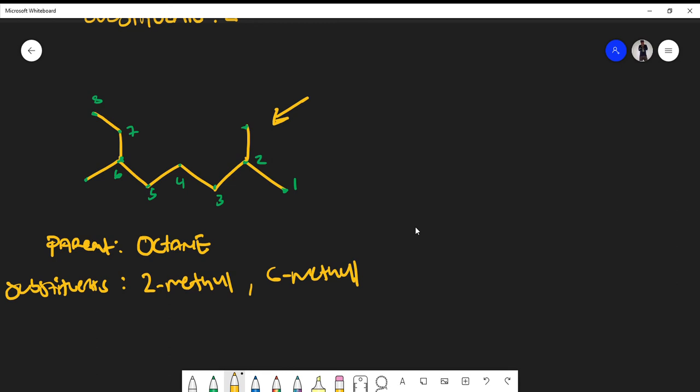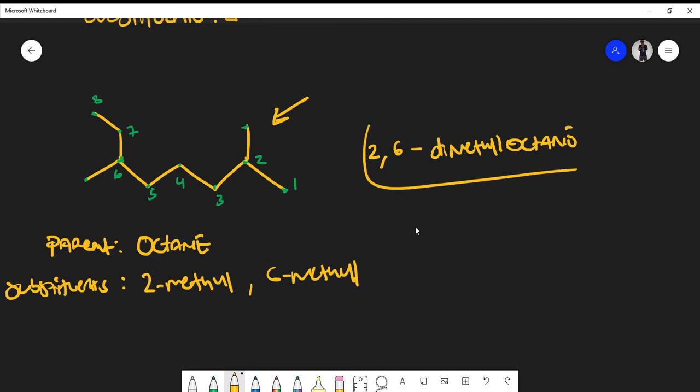We don't seem to have any more substitutions, so putting everything together, starting with the numbers, since it's the same substituent, we're going to say 2,6 dash, because we have two methyl groups as substituents, we're going to say dimethyloctane. And this is how we would name this compound.